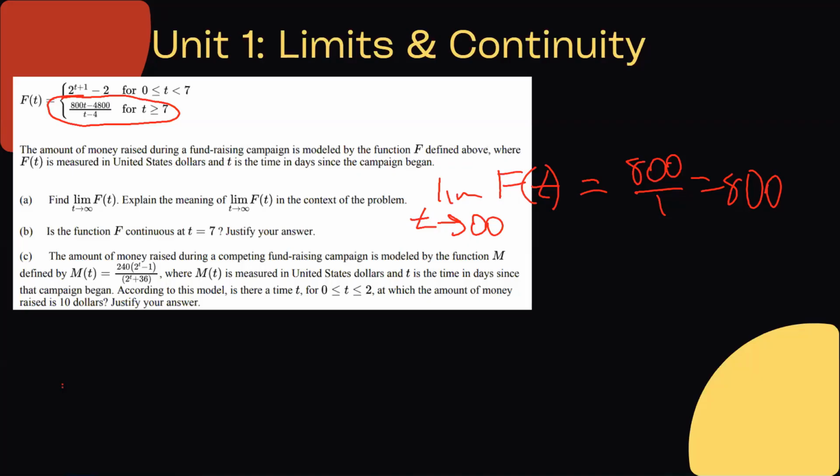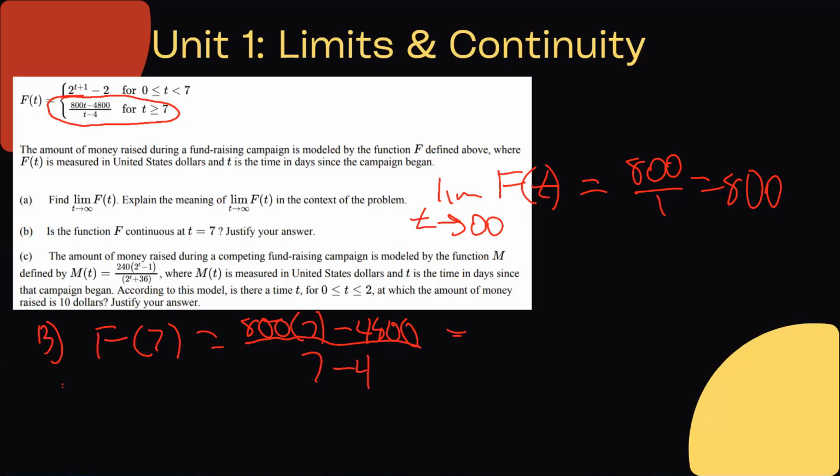Next, we want to know, is the function continuous at t equals 7? So remember, we have to look and make sure the limit is equal to the function value. So f of 7, we would have to use the bottom piece, which is 800 times 7 minus 4,800 over 7 minus 4. And if we evaluate that, we would get 800 over 3.